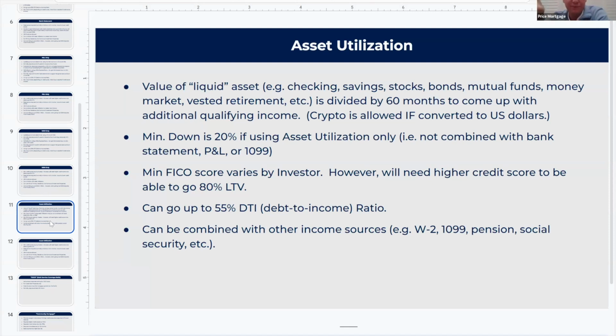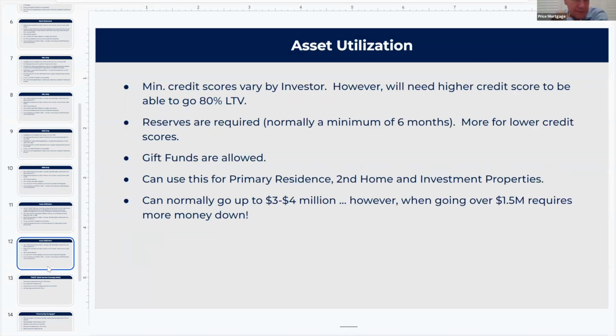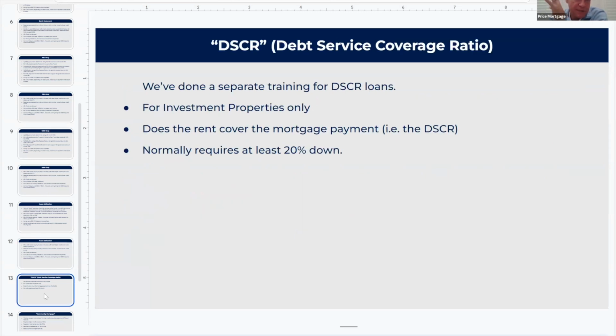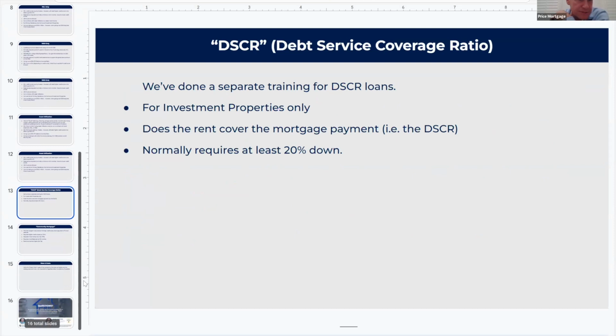If you're just doing asset utilization, they normally require 20% down, but I think you could still go 10% down doing a bank statement and then adding asset utilization. Again, you can combine it with W-2, 1099, pension, Social Security, all that stuff. Everything else is the same. We talked about debt service coverage ratio loans for investors.